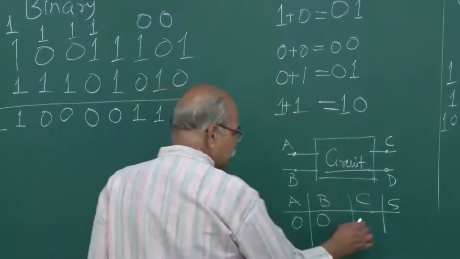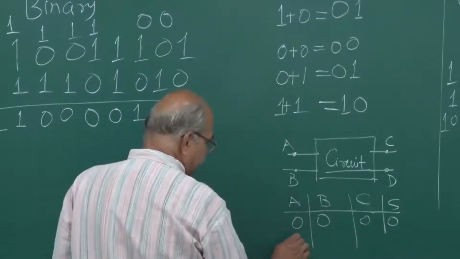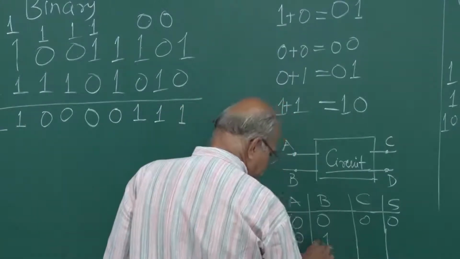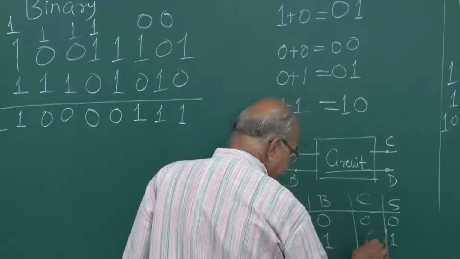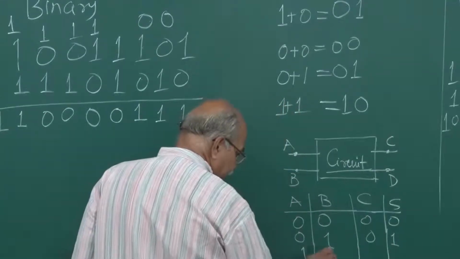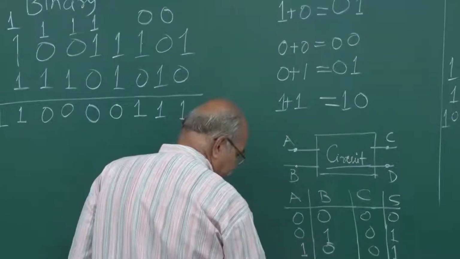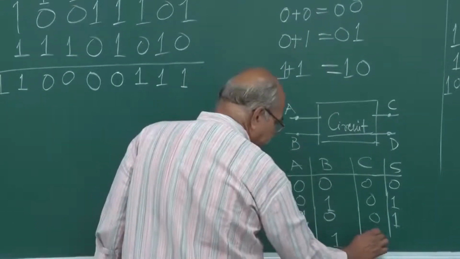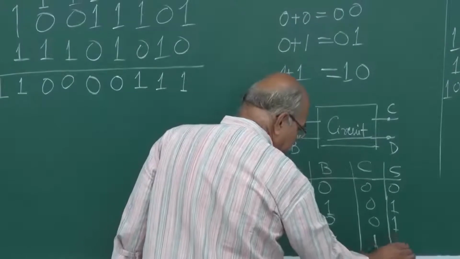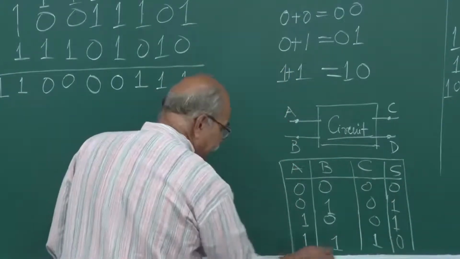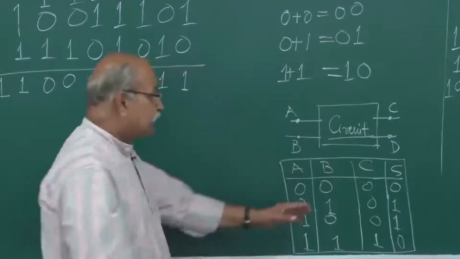Okay. So if this is 0 0, I should get 0 carry and 0 sum. If it is 0 1, then I should get sum as 1 and carry as 0. If this is 1 and this is 0, once again I should get the same thing, and if this is 1 and this is 1, then carry should be 1 and sum should be 0. So this is the input output, that is our requirement.